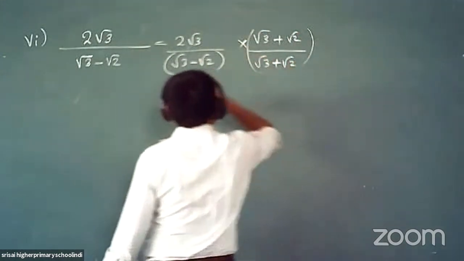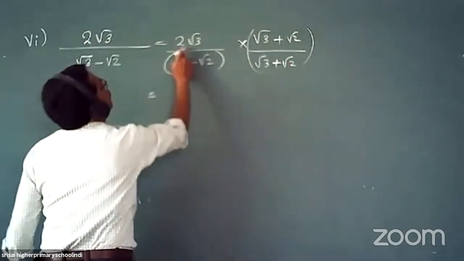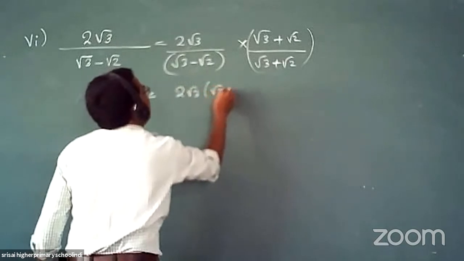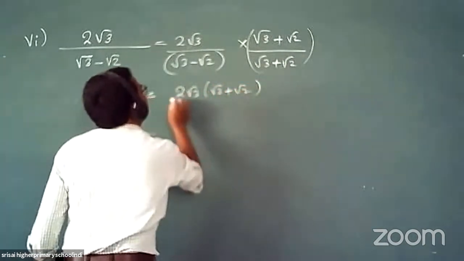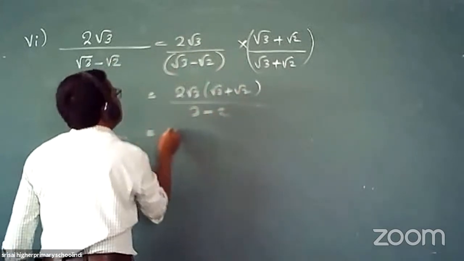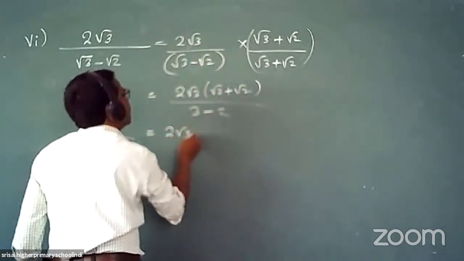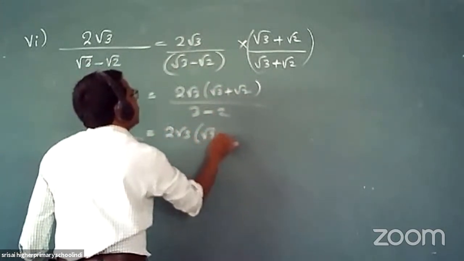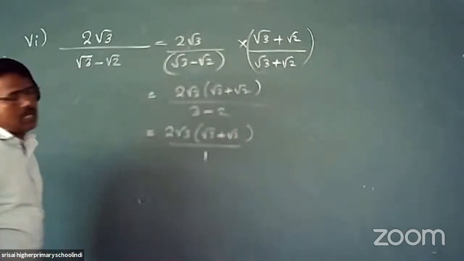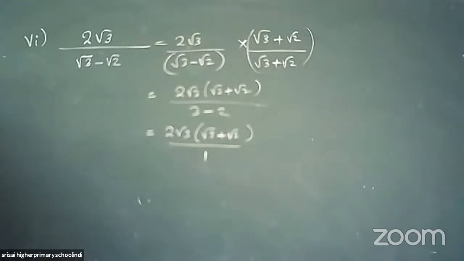So this becomes 2 square root of 3 into bracket square root of 3 plus square root of 2 divided by 3 minus 2. This answer is 2 square root of 3 into square root of 3 plus square root of 2 divided by 1. This is the answer. You understood, students, all of you?